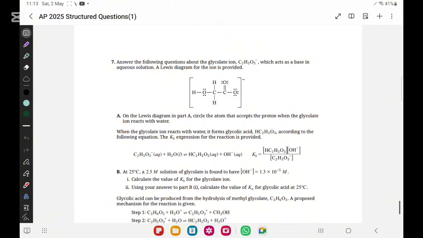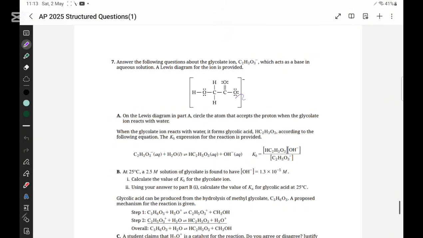So this is glycolate ion, and if we want to find out which is going to accept the proton, this is going to be the oxygen. Why? Because it has extra lone pairs which can accept a proton and can form a bond with the proton. It has 2 lone pairs and 2 lone pairs here.